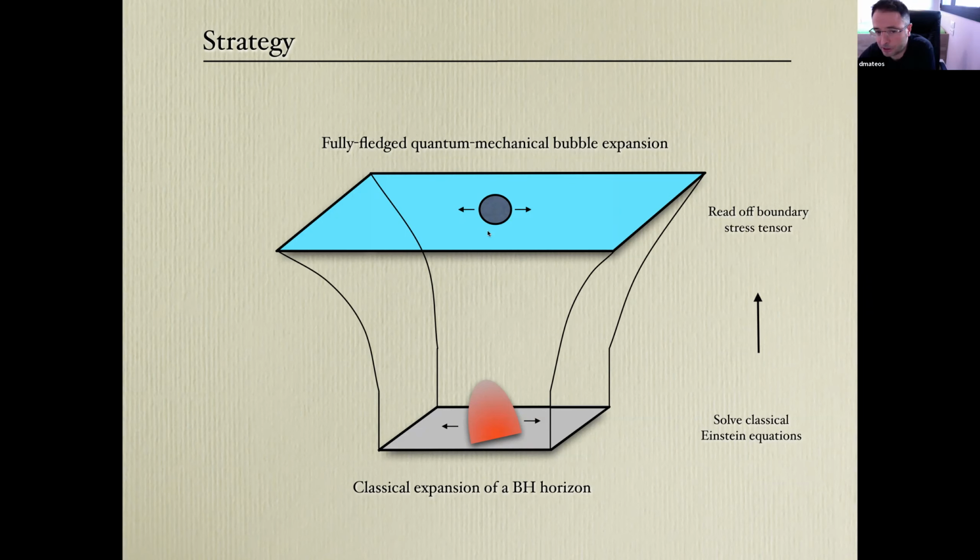And that will tell us in particular what the bubble velocity, what the wall velocity is. It will tell us much more than that, but in particular what the wall velocity is. So that's the strategy. Are there any questions?